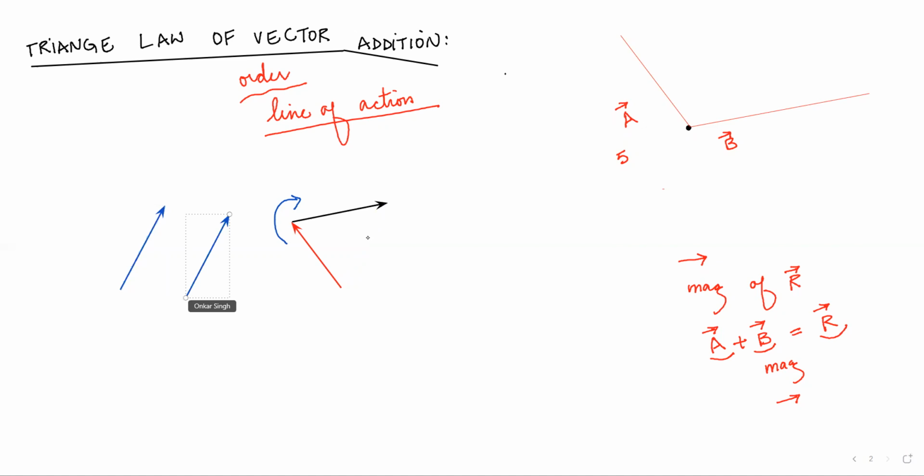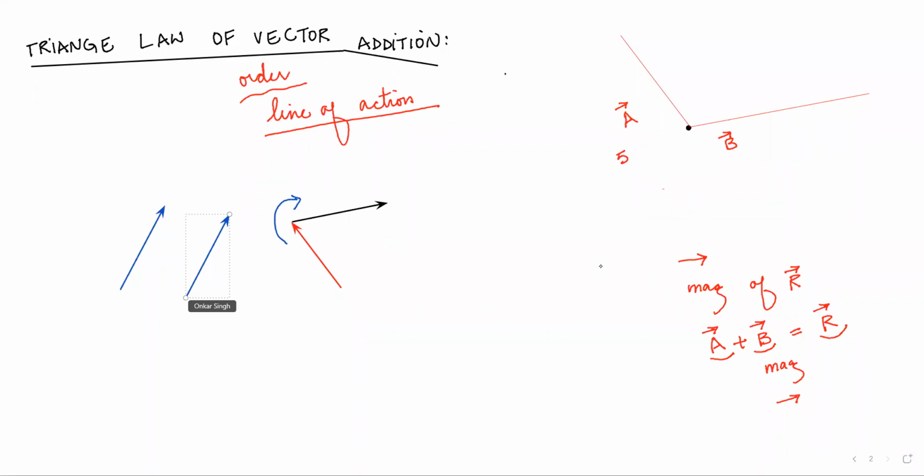This is what is called the triangle law of vector addition. So students, what I can say is that the triangle law of vector addition successfully tells us how to add two forces.